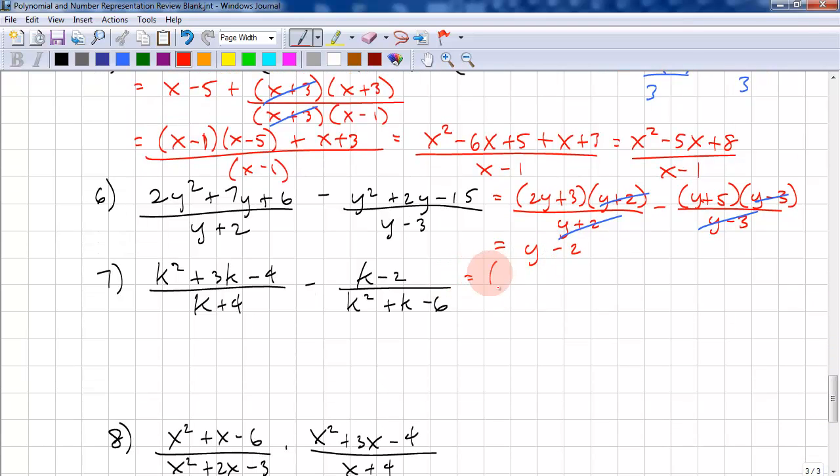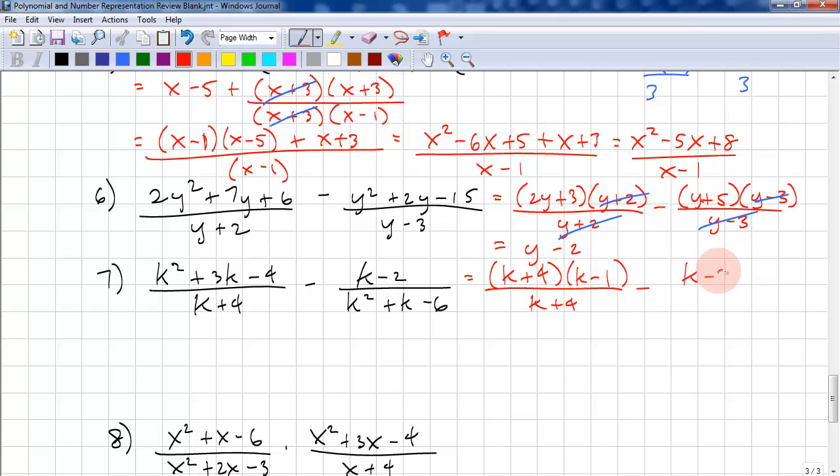Okay, again, here we factor. We have a k plus and a k minus. Which factors have a difference of 3? That would be 4 and 1. Since we have positive 3, it must be positive 4. 4k minus 1k is positive 3k. K plus 4. And another clue is we have k plus 4 in the denominator.